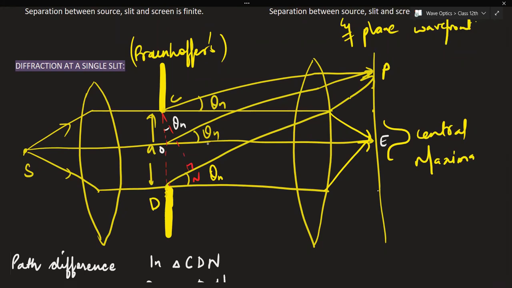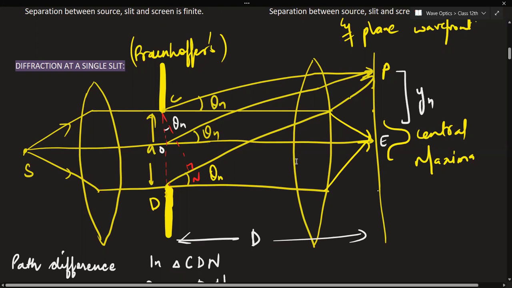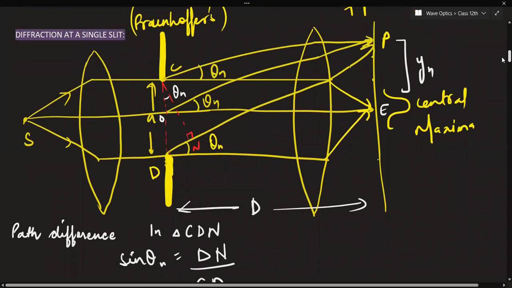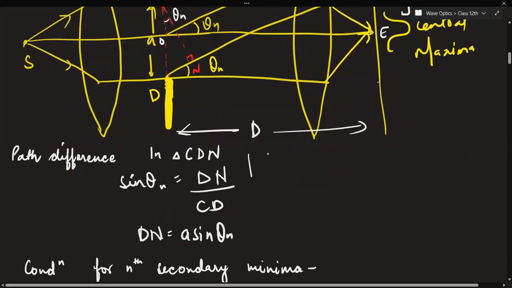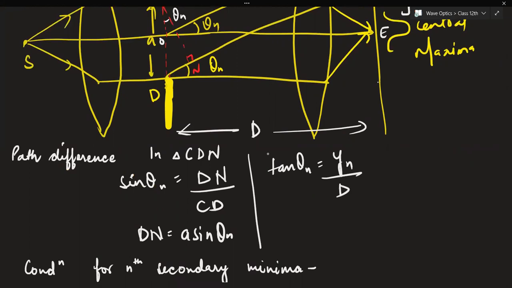Now see, if you remember, separation between slit and screen was capital D. So OE will be capital D only. And separation between the point and central maxima, we used to write it as YN. So same thing. All right. So tan theta N will be YN divided by capital D. So YN will be capital D tan theta N. And if you use small angle approximation, then YN will be capital D into this theta N only.